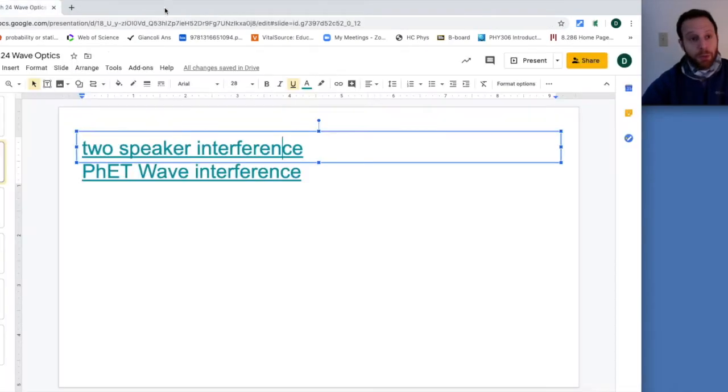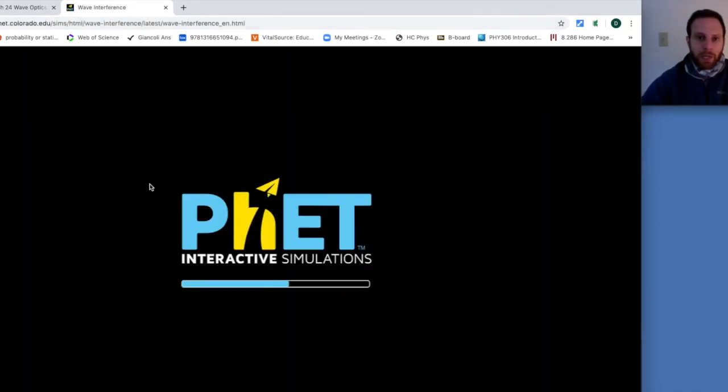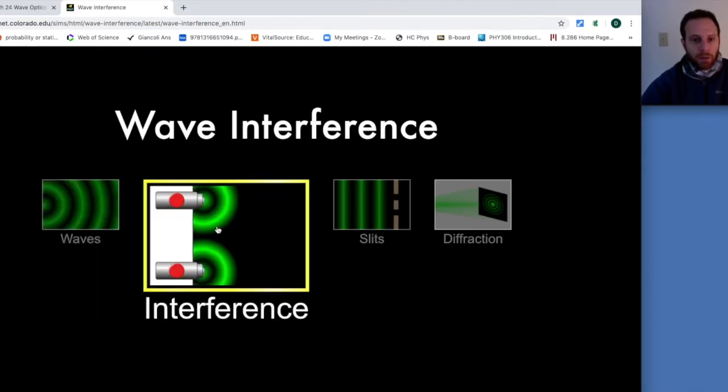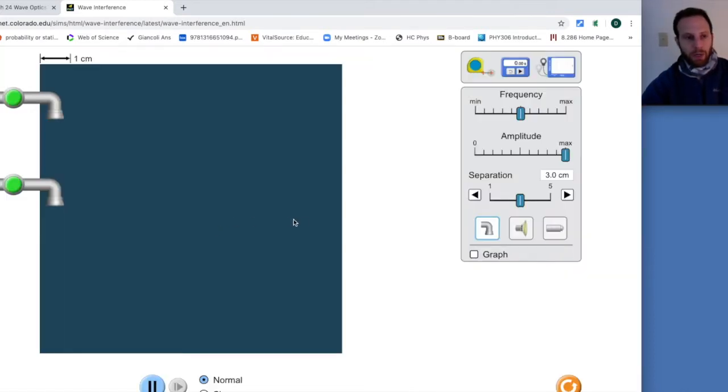We can also get a visual of this by actually looking at that website, fet.colorado.edu, and see what it looks like when you have not sound waves but water waves interfering. So let me click on this. You can, of course, do this on your own.